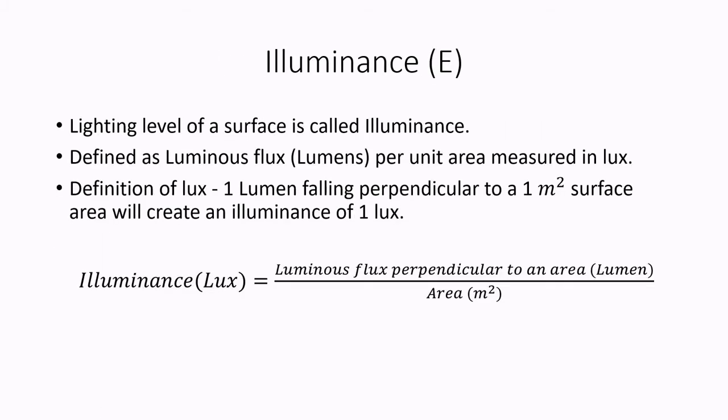Now we are going to talk about the illuminance. Illuminance is the lighting level of a surface. It is defined as luminous flux per unit area. This is measured in lux. The definition of lux is a single lumen falling perpendicular to a unit area. That means a 1 meter square area will create an illuminance of 1 lux.